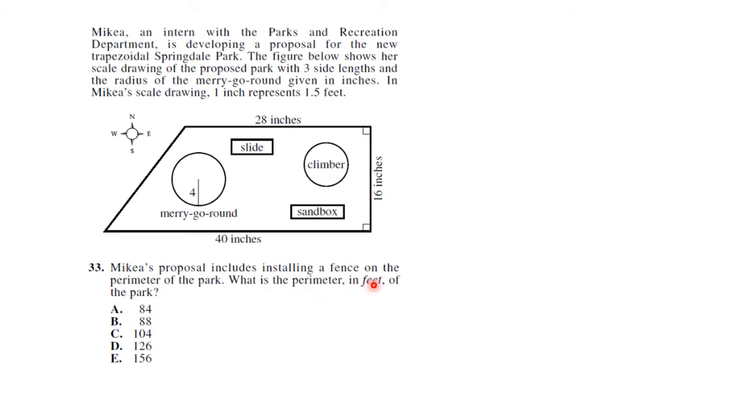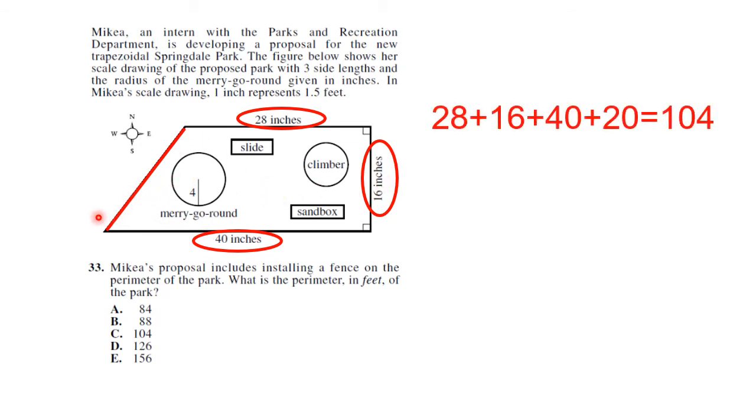What is the perimeter in feet of the park? Okay, so perimeter. So we're going to take 28 plus 16 plus 40. And then we have this side over here we don't know, but it looks like it's going to be bigger than 16. So we'll say, I don't know, 20 is what I'm going to say, kind of guesstimating. So 28 plus 16 plus 40 plus 20 equals 104. And I look at my answer choices and say, great, there's the answer.